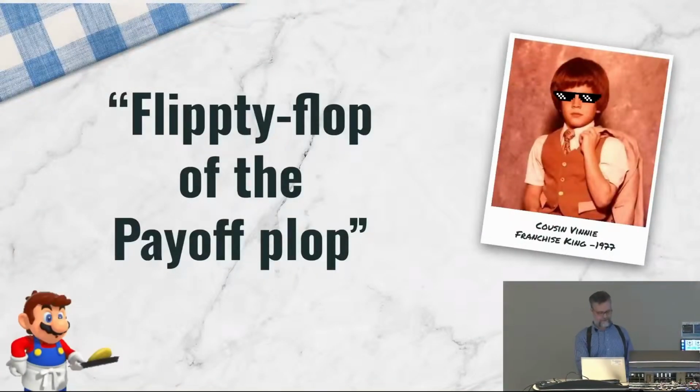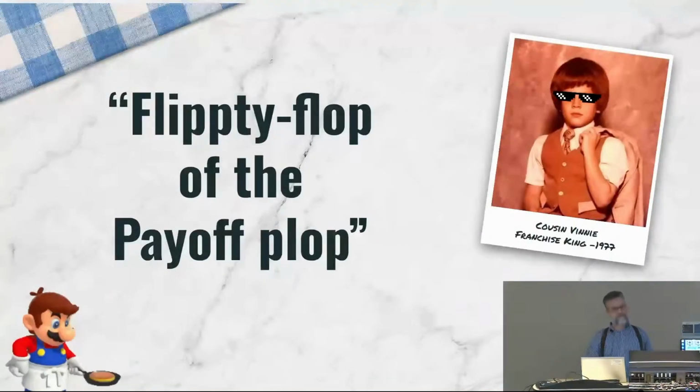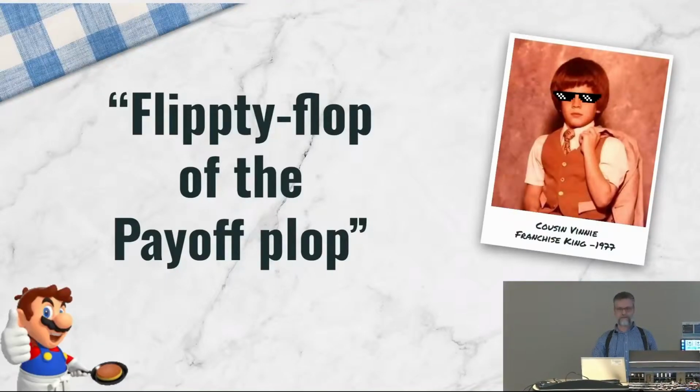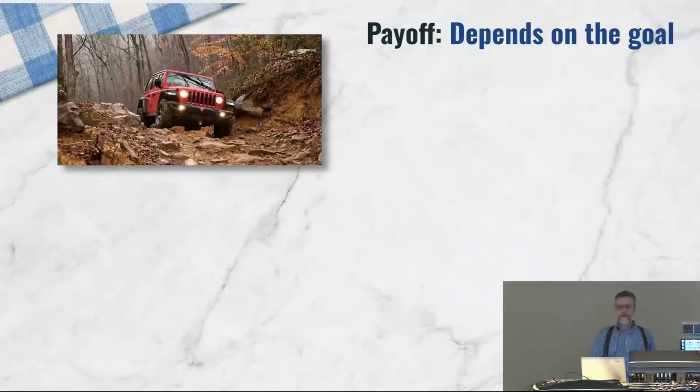He goes, let me explain something to you, because the flippity flop of the payoff plop is what you're missing. The flippity flop of the payoff plop. Everybody got that? Because you see, the payoff depends on your goal. If you look at this Jeep, it's a four-wheel drive. He wants to be able to go anywhere he wants, but he can't go fast, can he? He can go anywhere he wants, but he can't go fast.